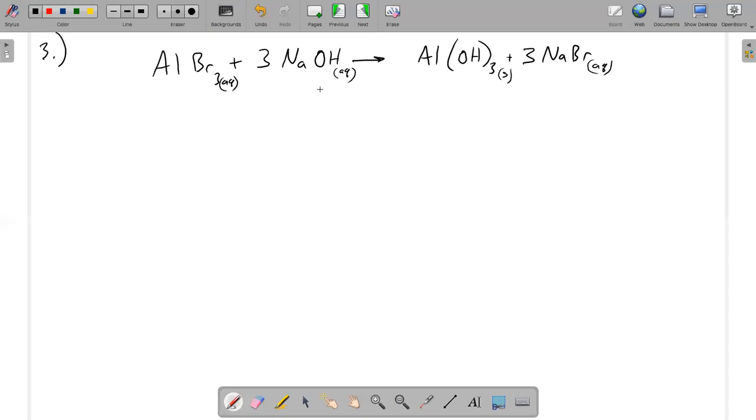So writing the equation out and balancing it has to be correct. If that's incorrect, then you cannot get correct answers. So how many moles of sodium bromide, how much sodium bromide is formed if we start out with 1.55 mole of aluminum bromide?